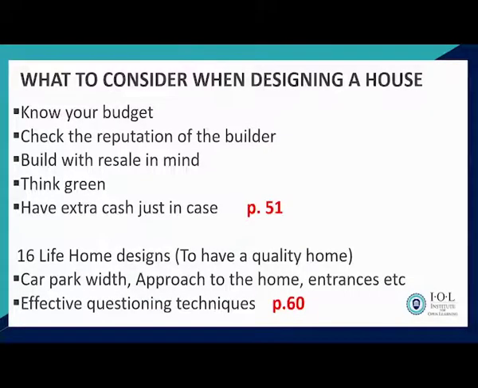Then we have life home designs. These concern considerations so that you have a quality home. These are some of the things you should consider. You should consider the car park width. You consider the approach to the home. Then you should also consider the entrances. Sometimes you may buy something big, so your entrances should be big enough to accommodate that.